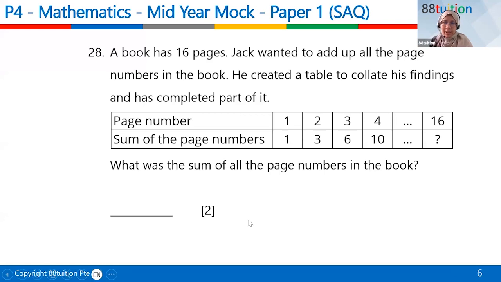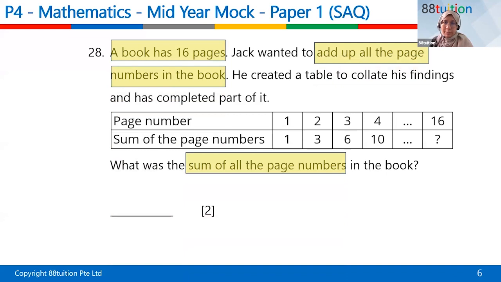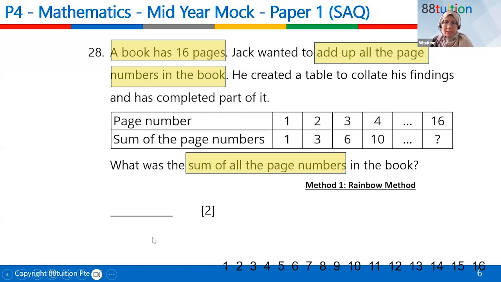Right. Okay, there are two methods. I'm going to teach you two methods to solve this question. So you're supposed to look at this table and find the total number of pages he has in the book. So the sum would be the total number of pages, right? Now, the first method is the rainbow method. Have you heard of this rainbow method? No? Okay. This is the rainbow method.